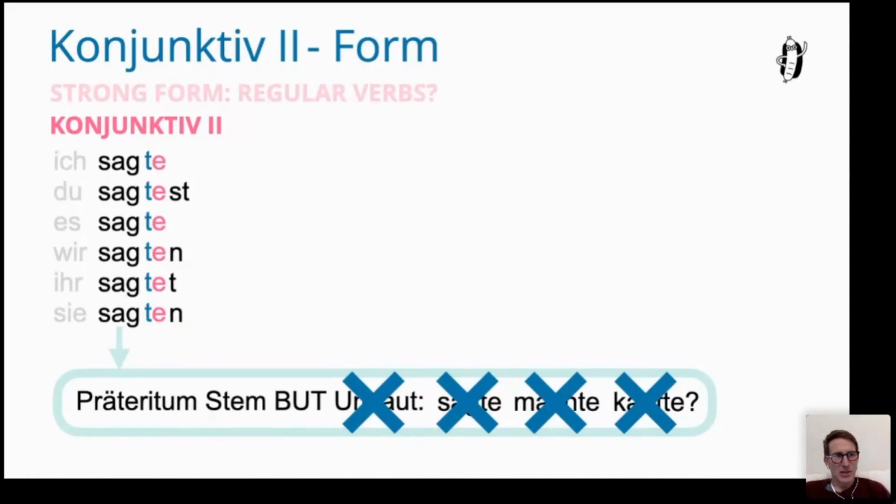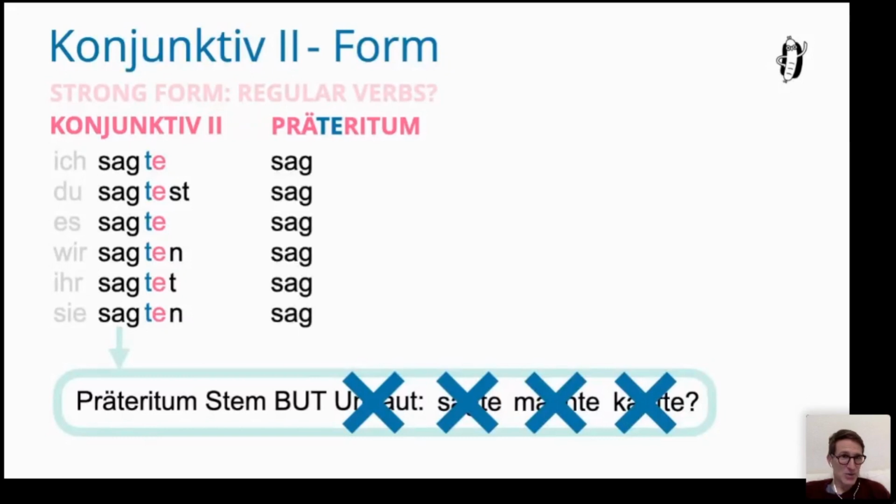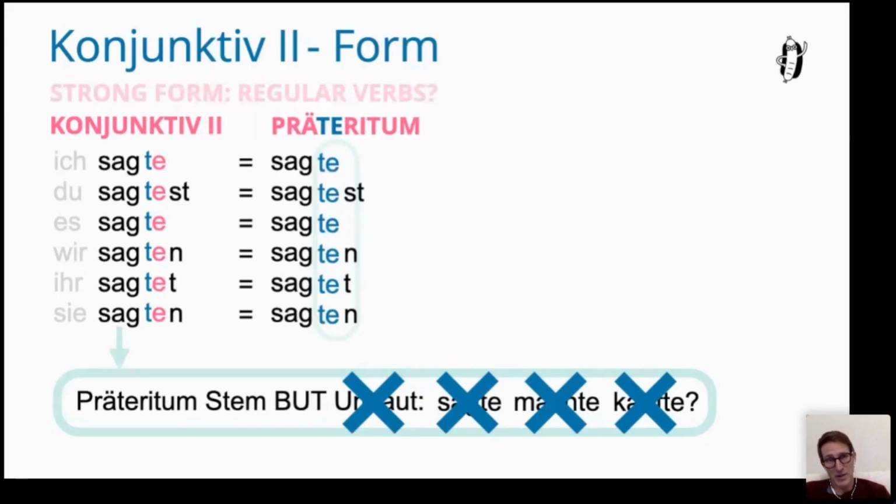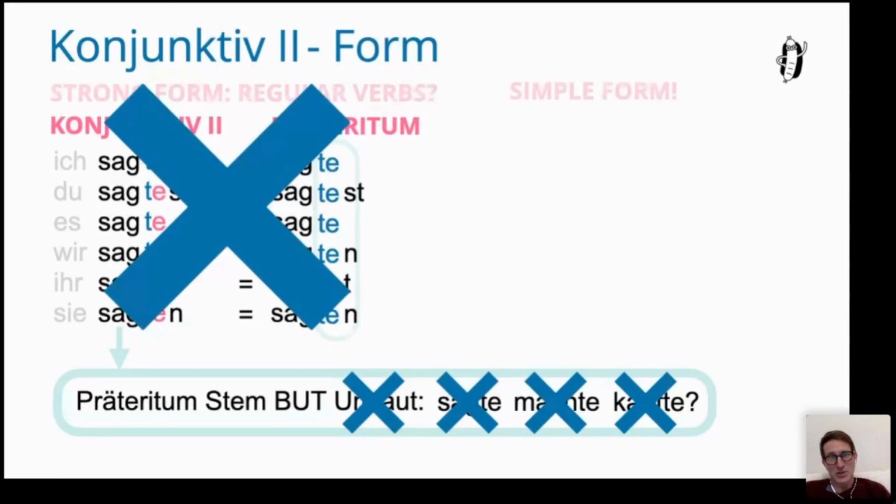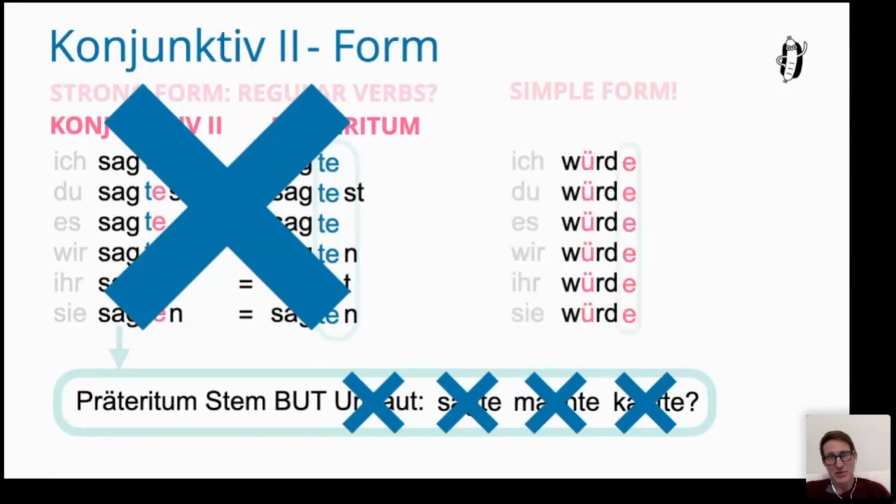So you can put an umlaut here, and that causes trouble because the Präteritum of sagen looks identical. And therefore, everything resembles the Präteritum, the form that it comes from, that it's based on. And that means you have to use the Konjunktiv 2, the simple form, ich würde sagen, machen oder kaufen. Yeah, just as an explanation why we never use this with regular verbs.